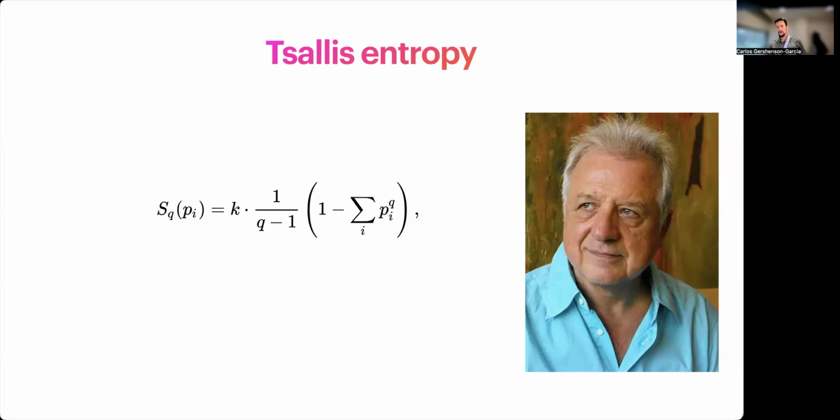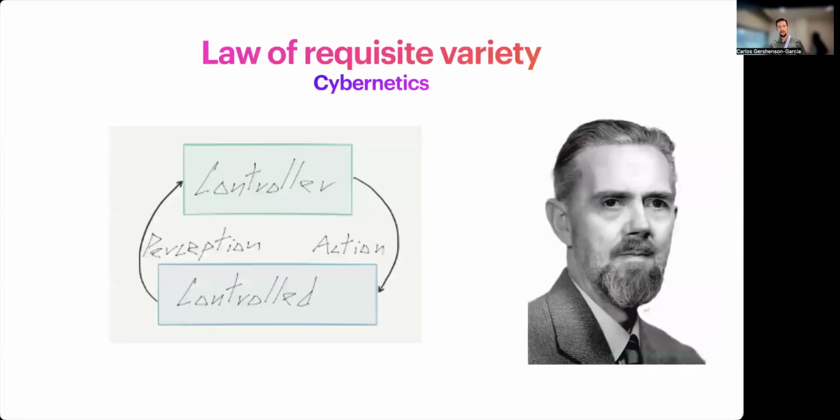Again, recover Shannon information for one of the parameters. I mean, there are many generalizations of Shannon's entropy. And let me go back a little bit to cybernetics and the law of requisite variety, which was proposed by Ross Ashby.